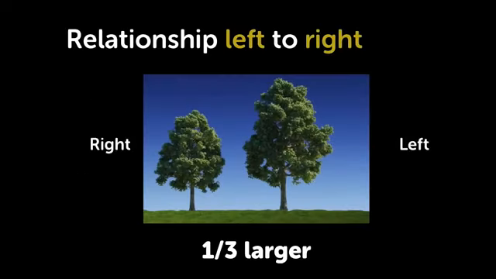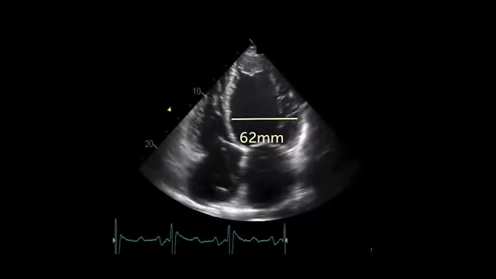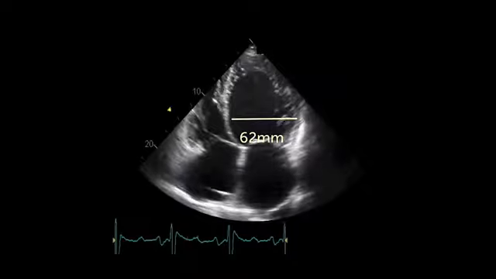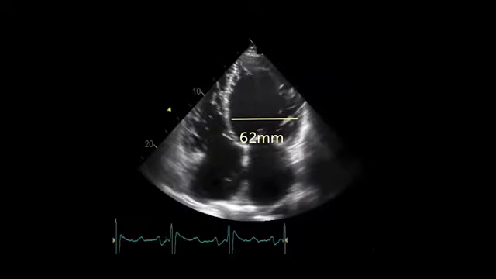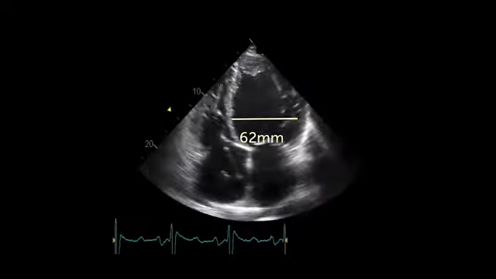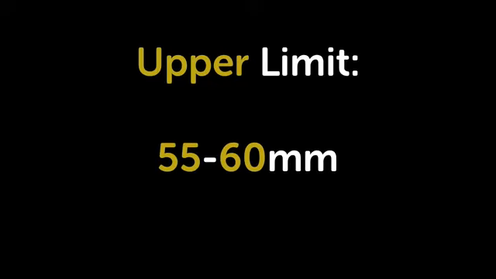You can estimate the size of the left ventricle by comparing it with the right. It should be 1/3 larger. But in addition, you can measure the size of the left ventricle simply by using a diameter measurement. Remember, the upper limit is somewhere between 55 to 60 millimeters, depending on the body surface area.